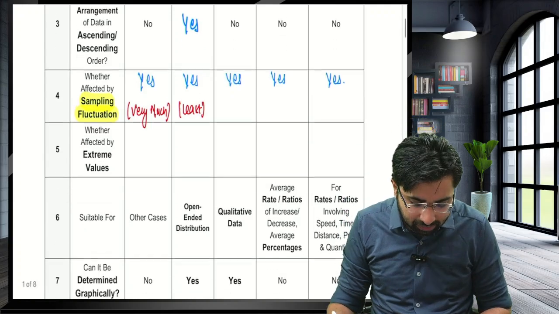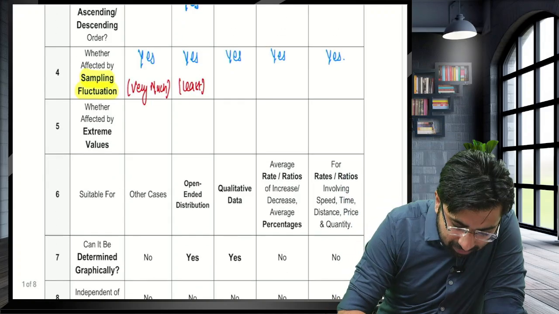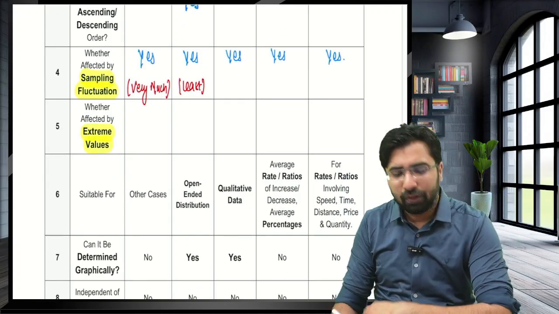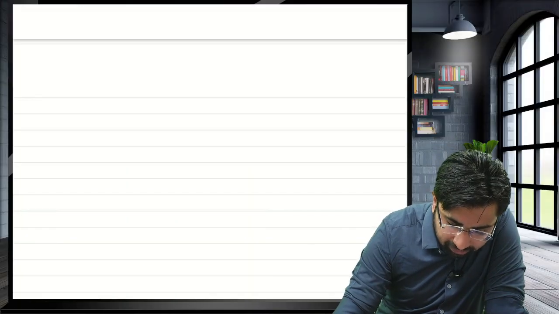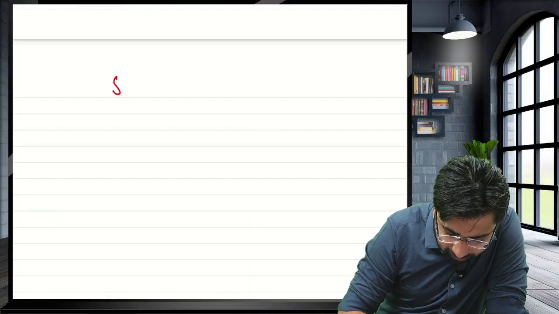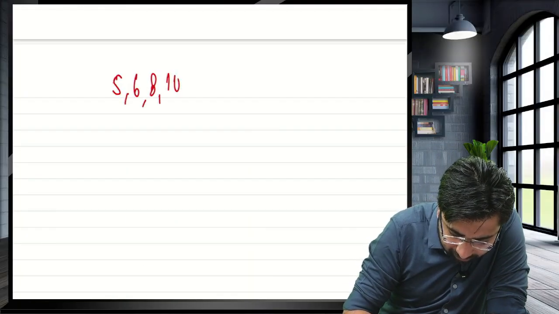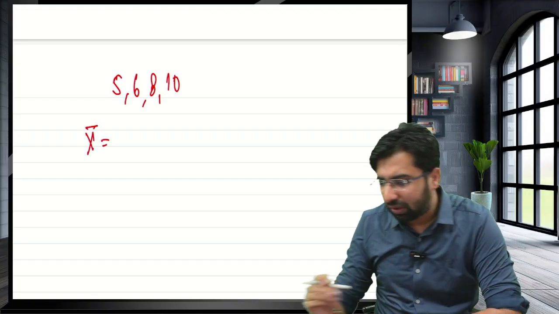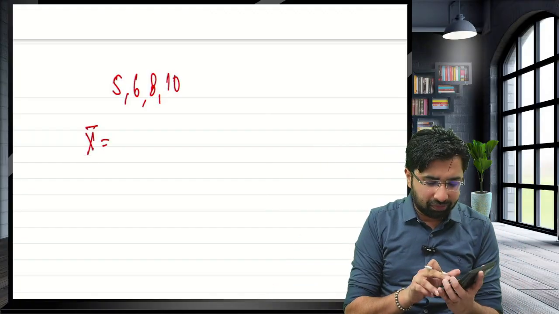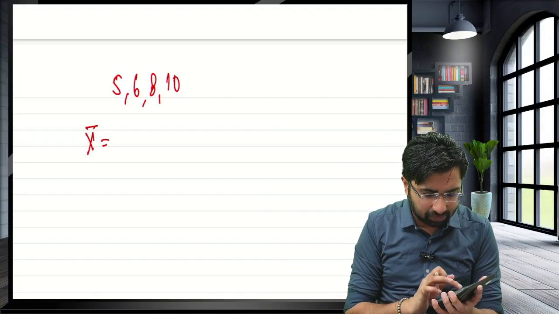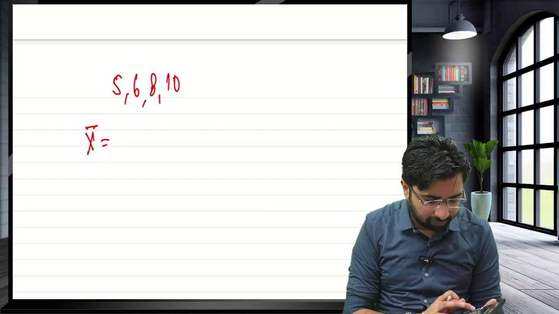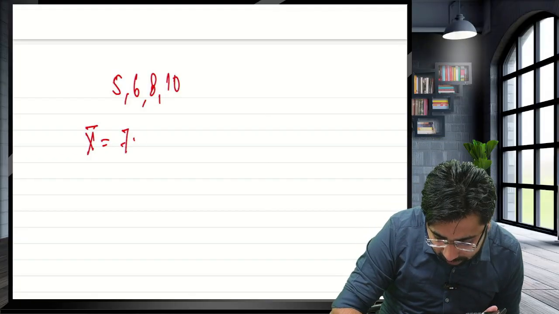Okay, guys. Now, extreme values. Aman sir, what do you mean by extreme value, guys? For example, there were observations 5, 6, 8, 10. I took the mean. Guys, what is the mean? Sum of all the observations, 5 plus 6 plus 8 plus 10, divided by 4. The mean is, guys, 7.25.